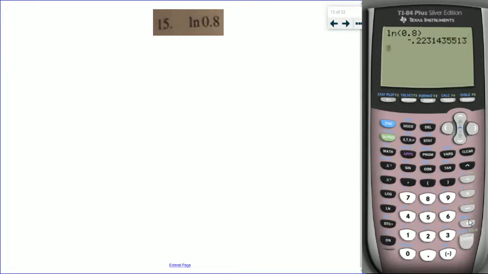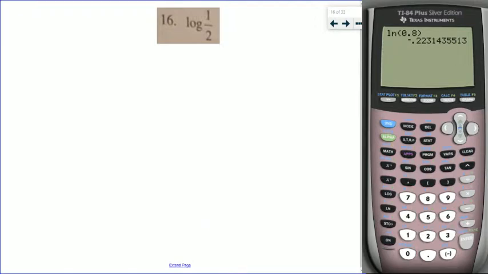Negative 0.2231, and so on. You would try to figure out how many decimal places I'm asking you to round to, and then round to that number of decimal places. In this case, let's round to the nearest 3 decimal places. So we're going to get negative 0.223. Just like that. Easy. Type it into your calculator.